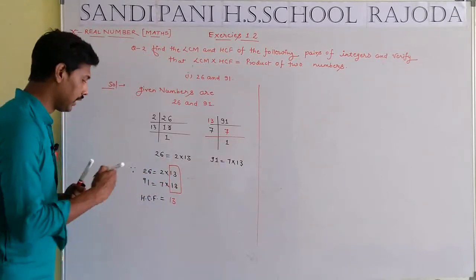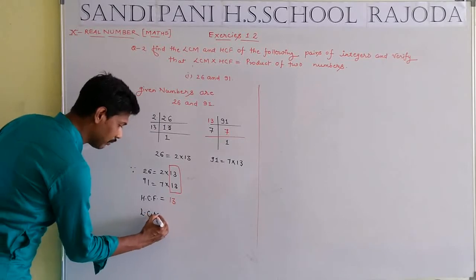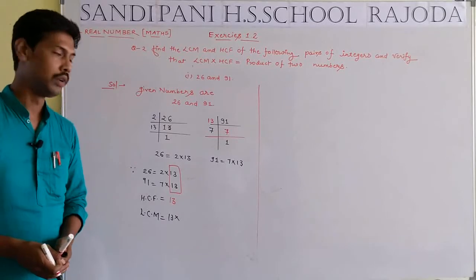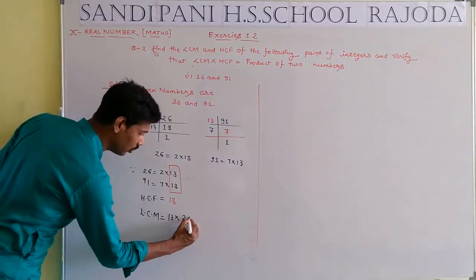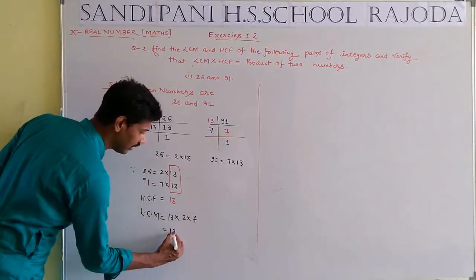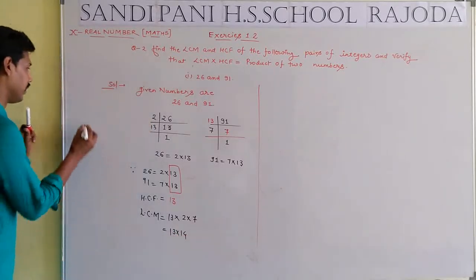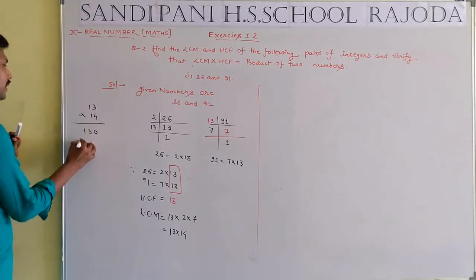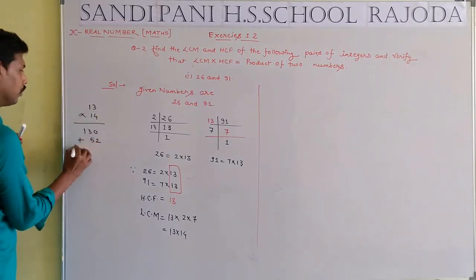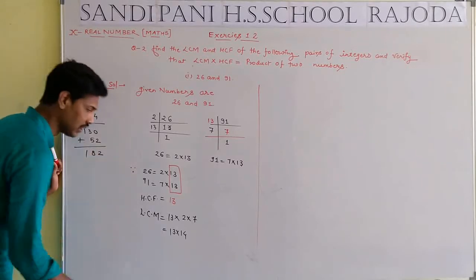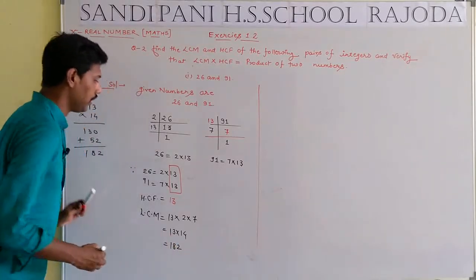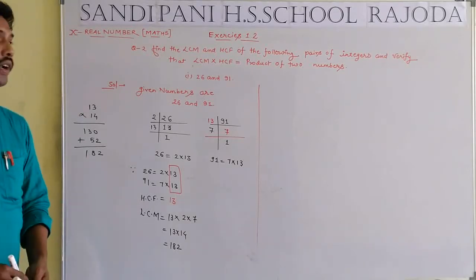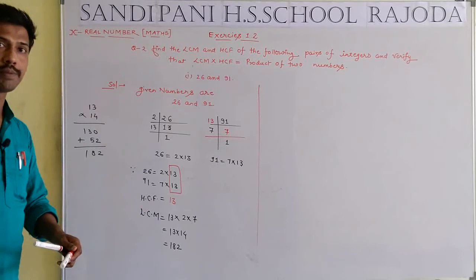I hope that is clear. Now LCM. What is the mean of the LCM? LCM means HCF into the remaining part. What is the remaining part? That means 2 and 7. 13 into 14. Now what is 13 into 14? 130 plus 52, that means 182. So HCF will be equal to 13 and LCM will be equal to 182. That is the first part of the given question.